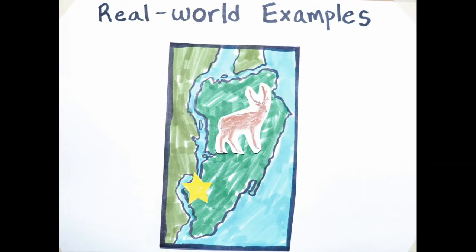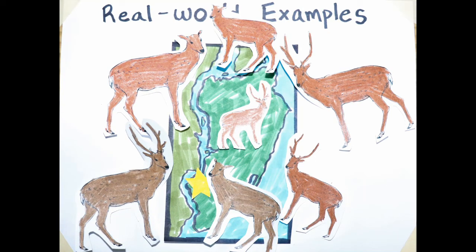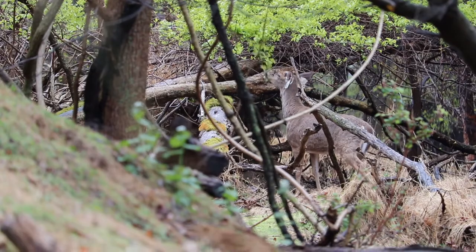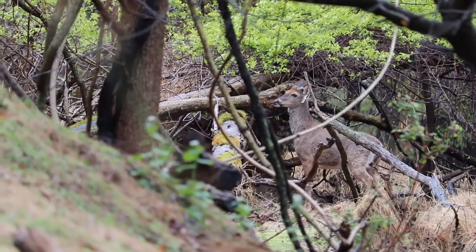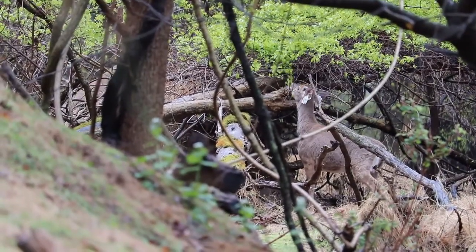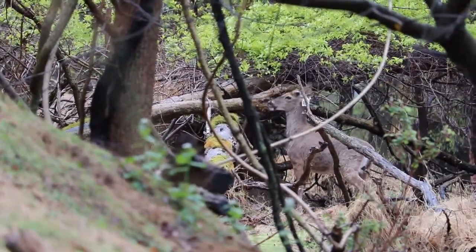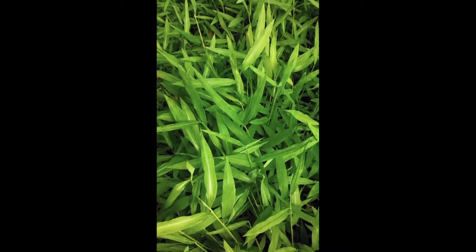Deer arrived on Staten Island and took over, eating up native plants and tree saplings. As the deer population grew, the native plants decreased. In their place, invasive species have established themselves all across the island. Japanese stiltgrass covers the forests at Clay Pit Ponds.